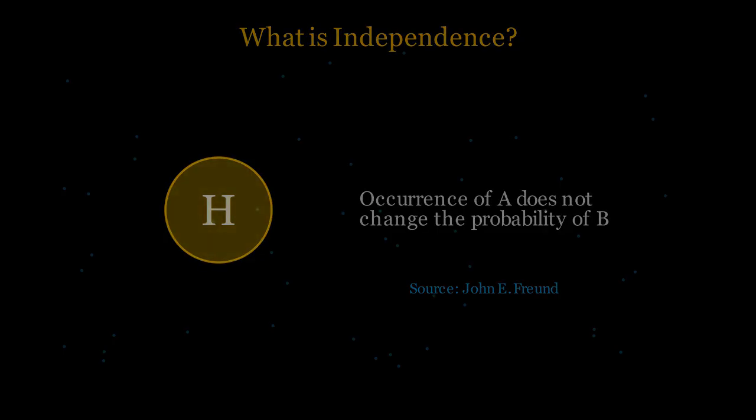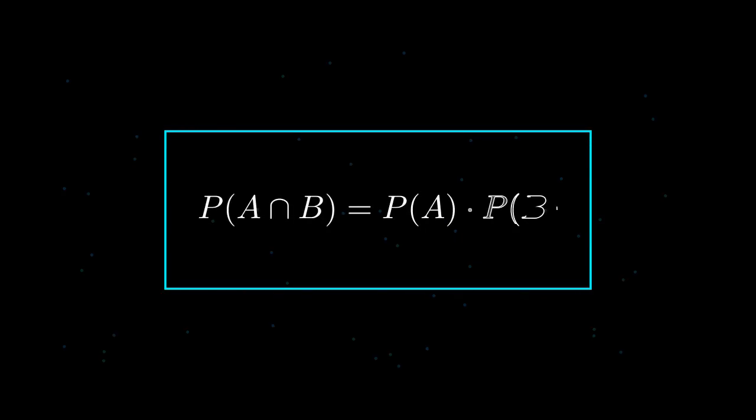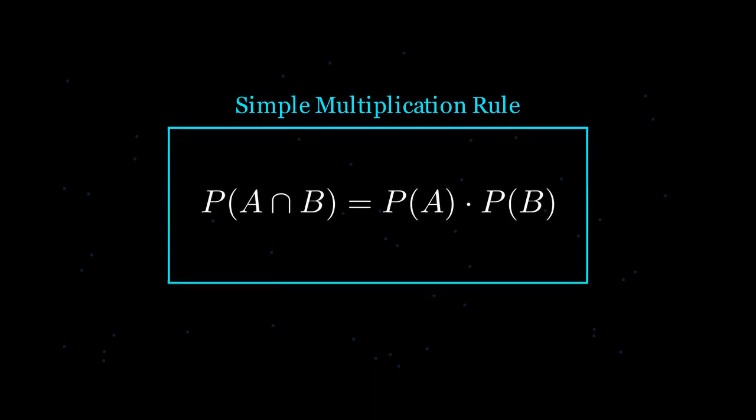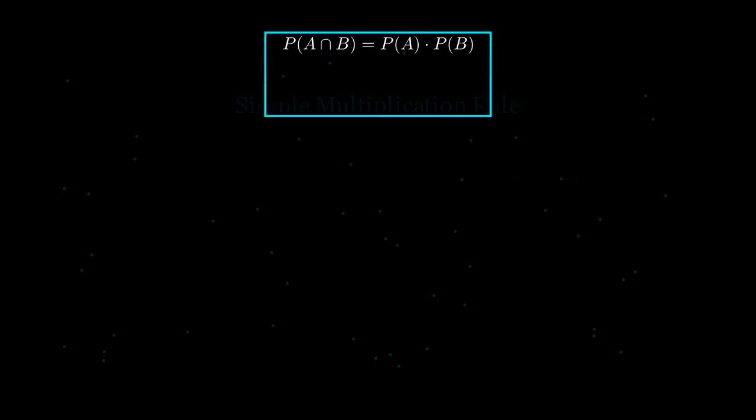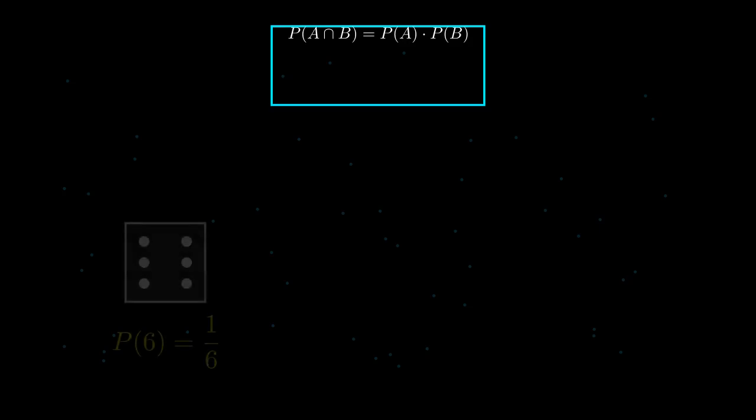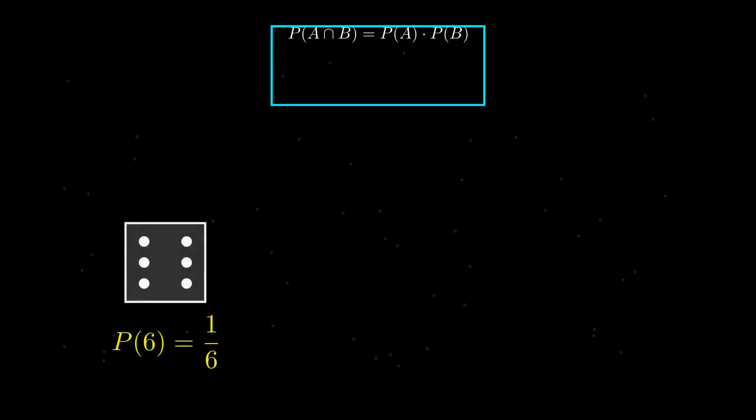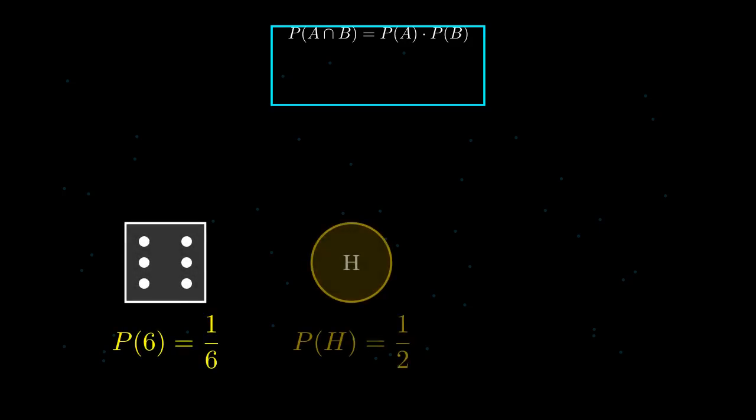The mathematical magic happens with the simple multiplication rule. It states that the probability of both independent events A and B occurring is the product of their individual probabilities. Formally, P of A and B equals P of A times P of B. This looks simple, but its implications are massive. It allows us to calculate the likelihood of complex sequences of events by breaking them down into their basic components.